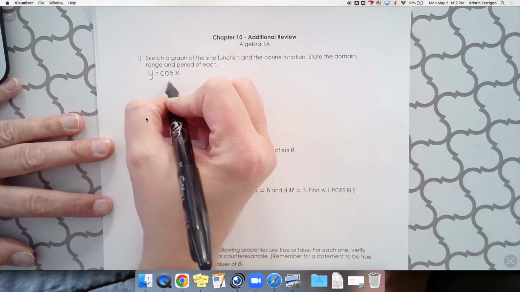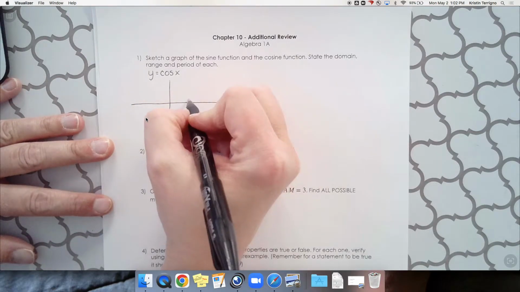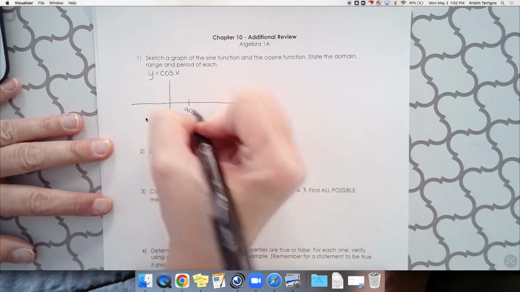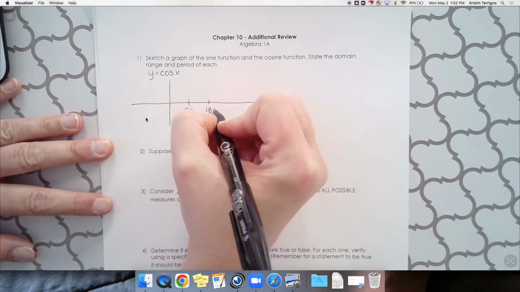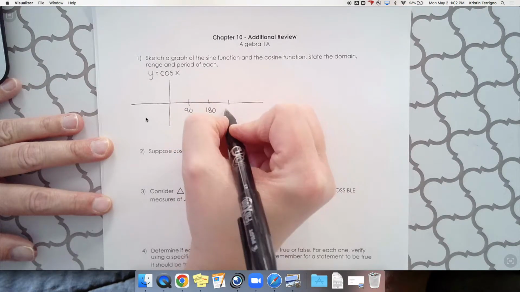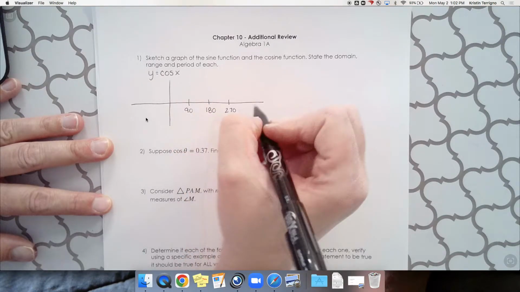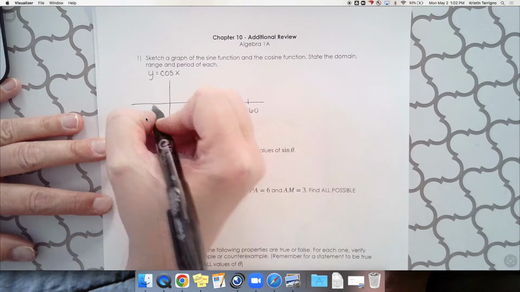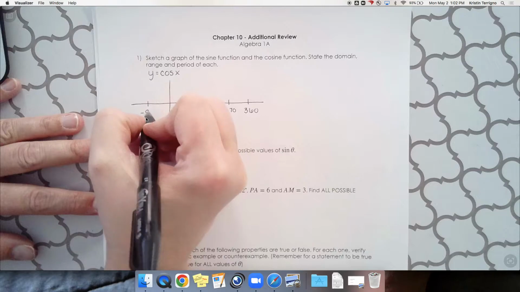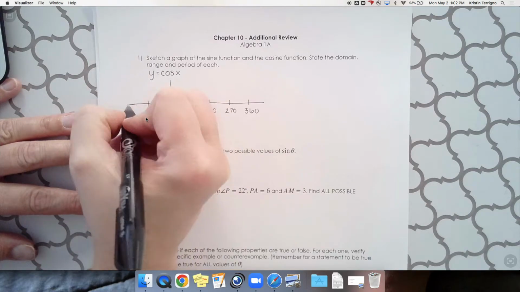Okay, so this will be my axis here. And I'm just going to go, this is 90. By the way, on your test, the graph is numbered for you, so you don't have to worry about creating this part. And then I'm going to go backwards a couple. We'll go negative 90, negative 180.